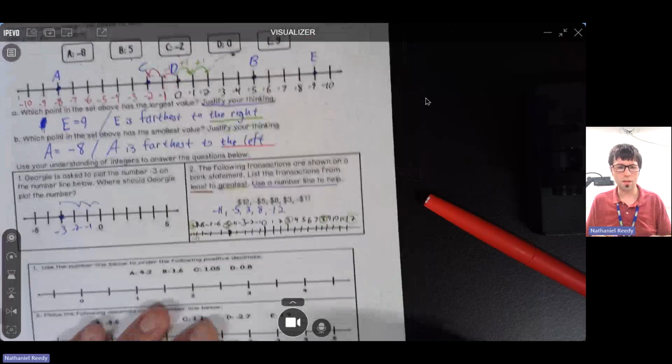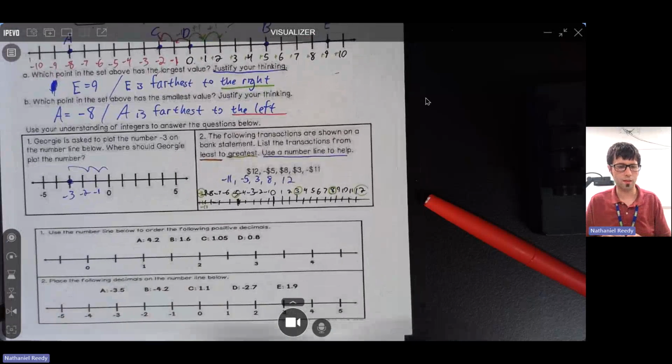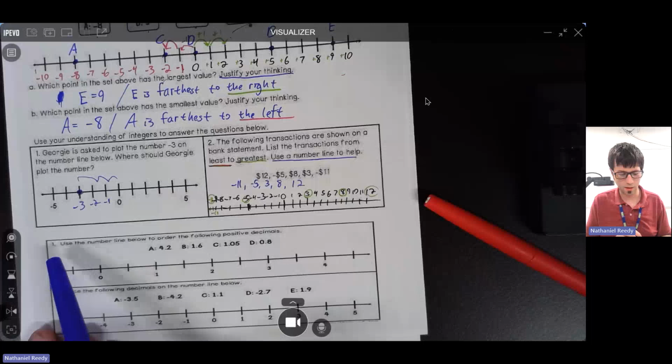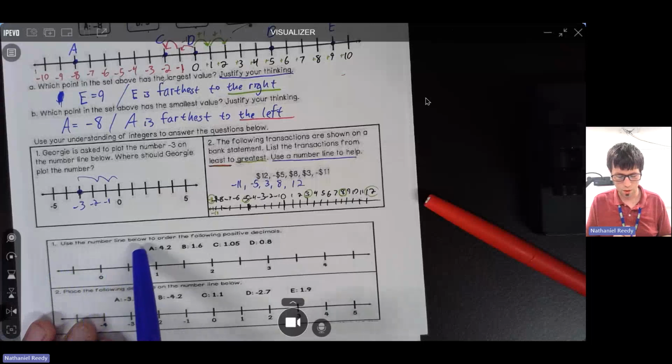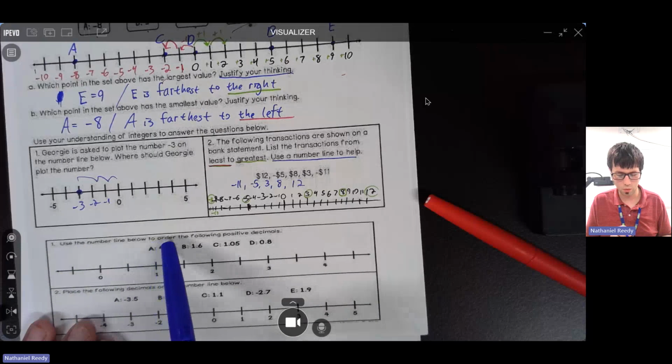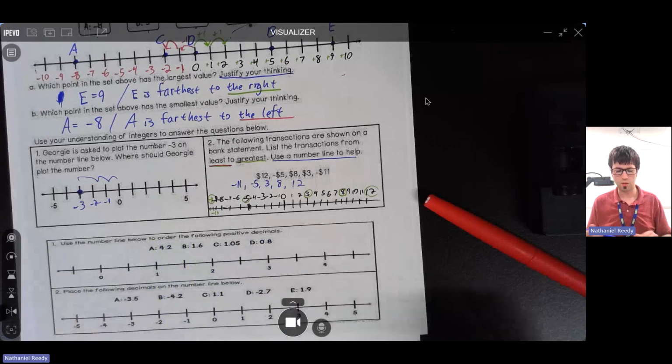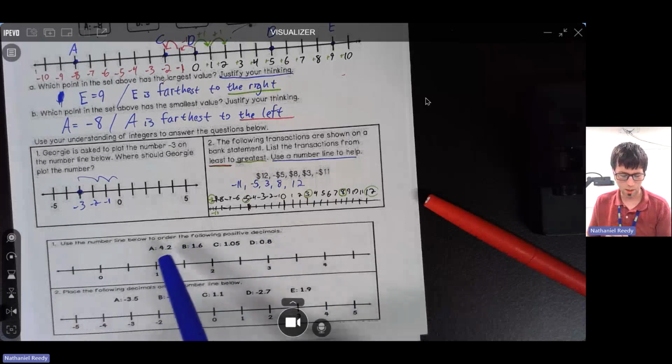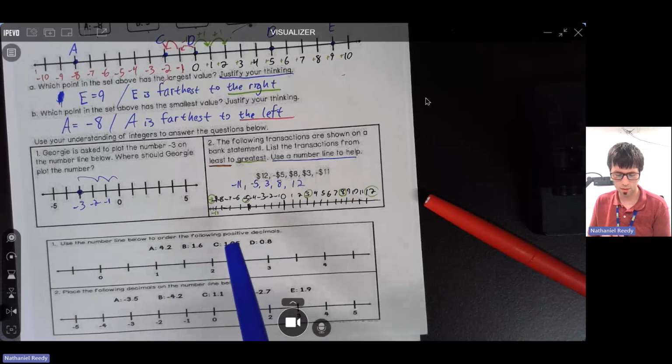All right, so now let's talk about decimals on the number line. Let me read this and then we'll talk about it. Use the number line below to order the following positive decimals. Okay, so what do we got here? We got A is 4.2, B is 1.6, C is 1.05, D is 0.8.